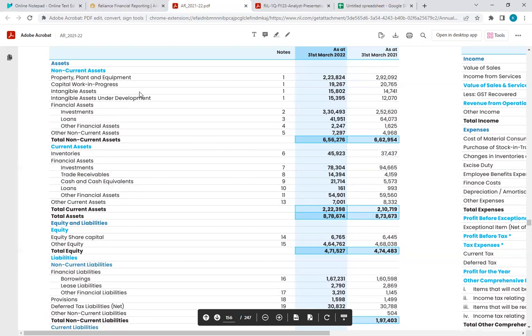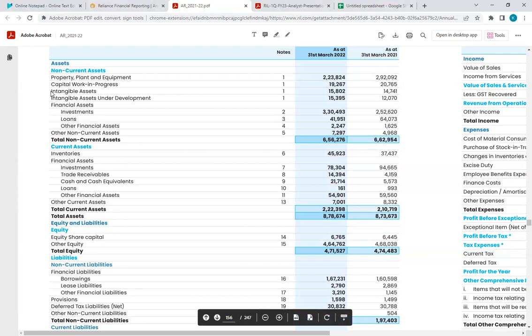So in the asset section, they are mentioning non-current and current assets. Non-current assets consist of properties, plants, and equipment, because these are the main pillars of the company. They will not be converted into cash. They will not be selling them. They will be running the business based on these. It will also include capital work in progress and intangible assets. Intangible assets are something which is not visible or not physical.